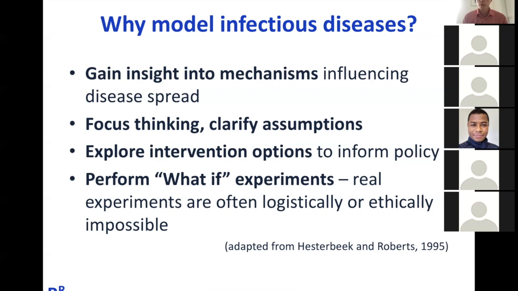And it can also help us perform what-if experiments. Real experiments are often logistically or ethically impossible. Yeah, that's what I thought before. Now they're just doing these real-life experiments, just taking everything away and seeing what's going to happen. Yes, but it's better if you do this beforehand and have an idea whether it's going to go in this direction or that direction. For all this, a mathematical model with all the right components, which I'm going to show you, might be really useful.